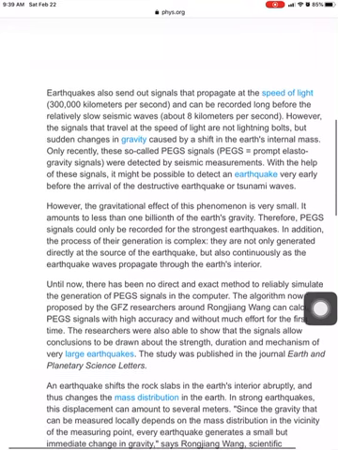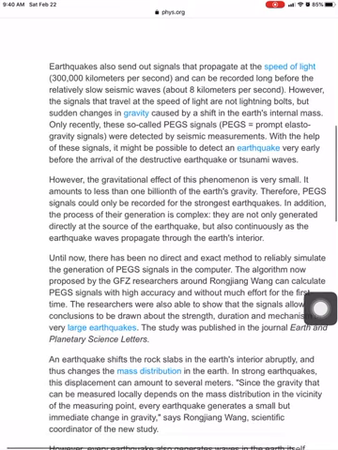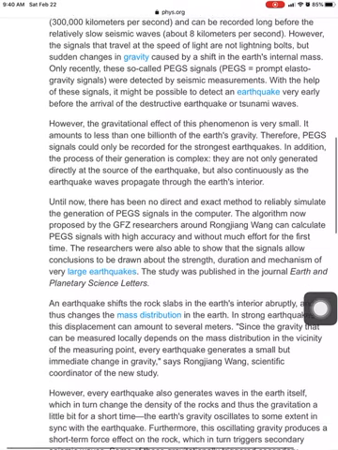However, the signals that travel at the speed of light are not lightning bolts, but sudden changes in gravity caused by a shift in the Earth's internal mass. Only recently, these so-called PEGS, which is prompt elastogravity signals, were detected by seismic measurements. With the help of these signals, it might be possible to detect an earthquake very early, before the arrival of the destructive earthquake or tsunami waves.